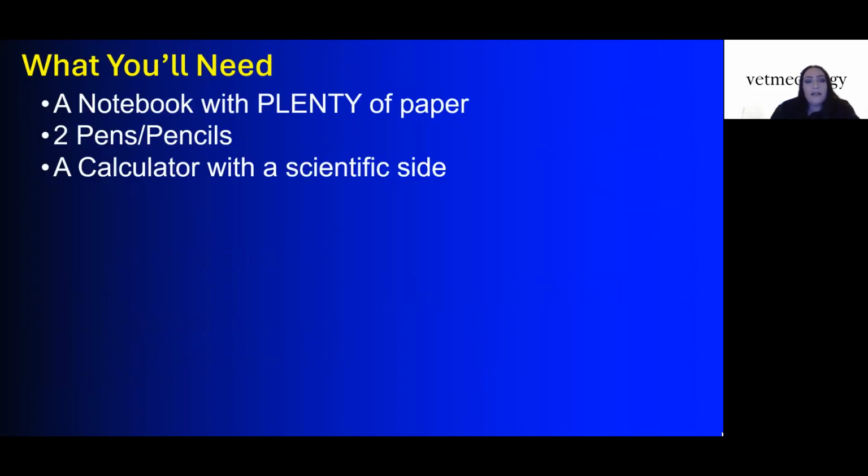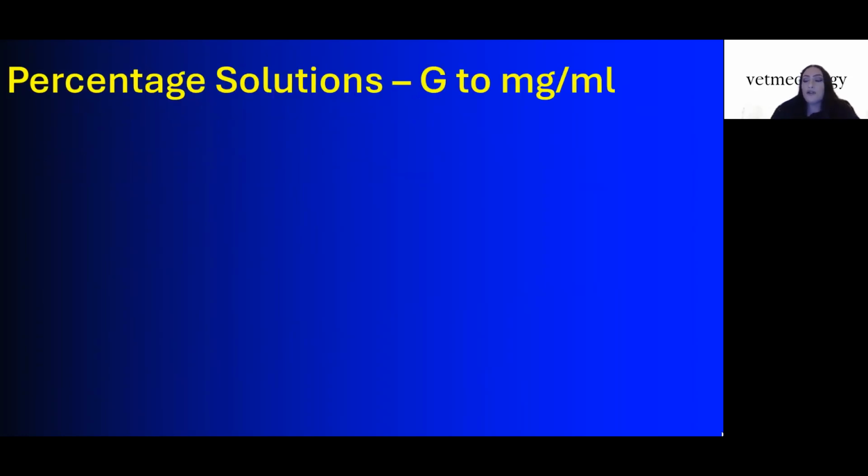All right, what you're going to need tonight is a notebook with plenty of paper, 2 pens, pencils, and a calculator with the scientific side. If you turn your phone from the vertical to the horizontal, then you should be able to go ahead and access that. Okay, let's get started with percentage solutions, grams to mgs per mil.